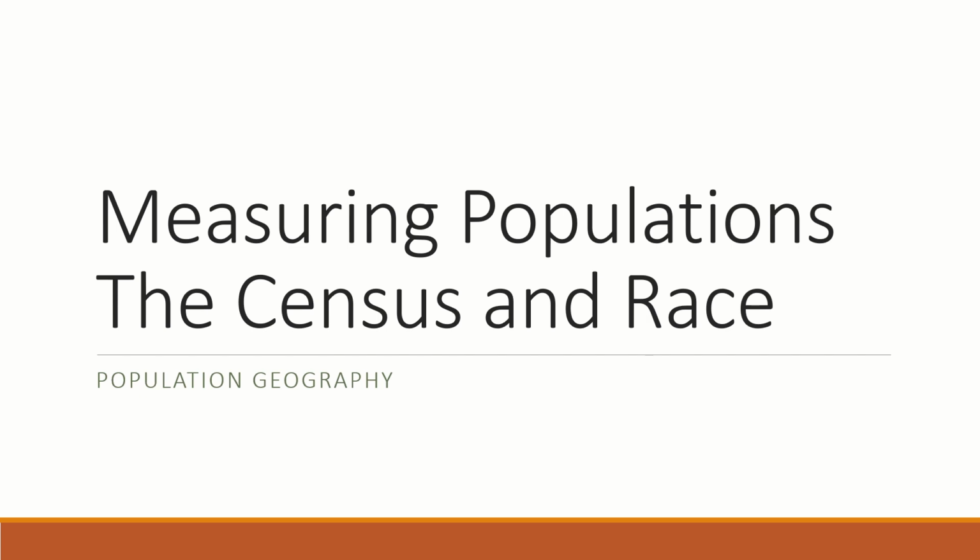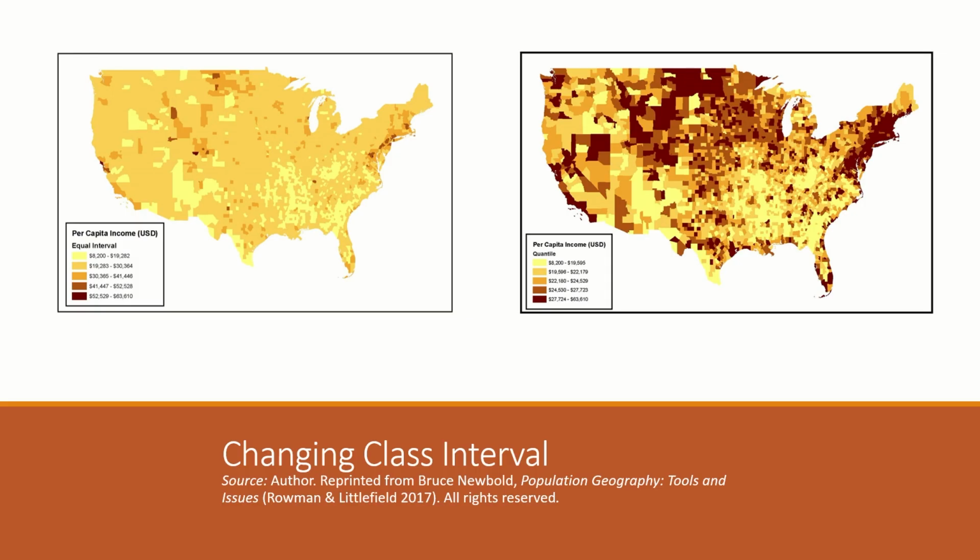Hello everyone. Let's continue with chapter 2 of your book. We're going to be talking about measuring populations and give an example using the census and race when it comes to dealing with data. I want to remind you that how we classify data is quite important.